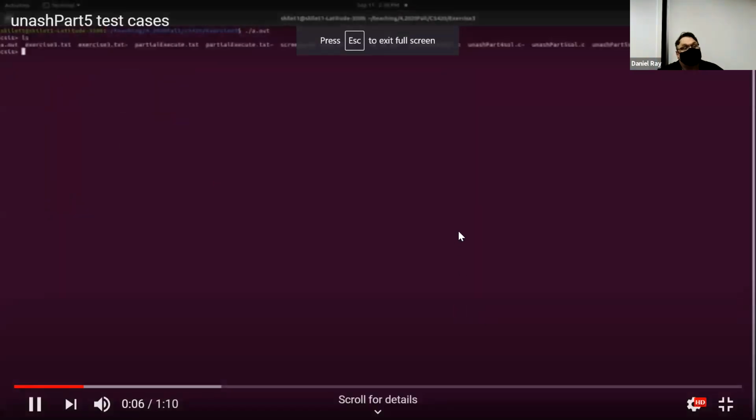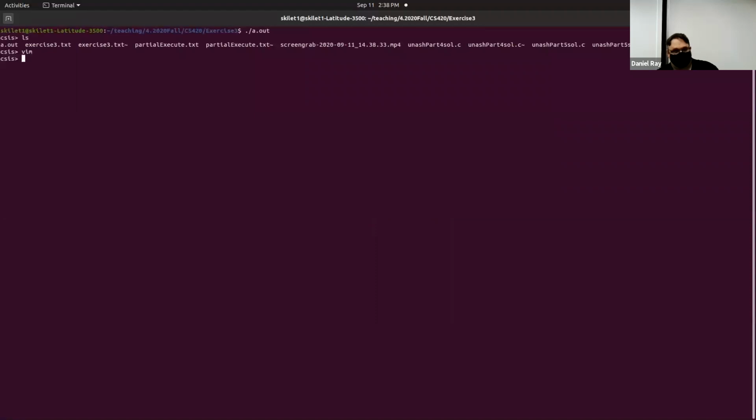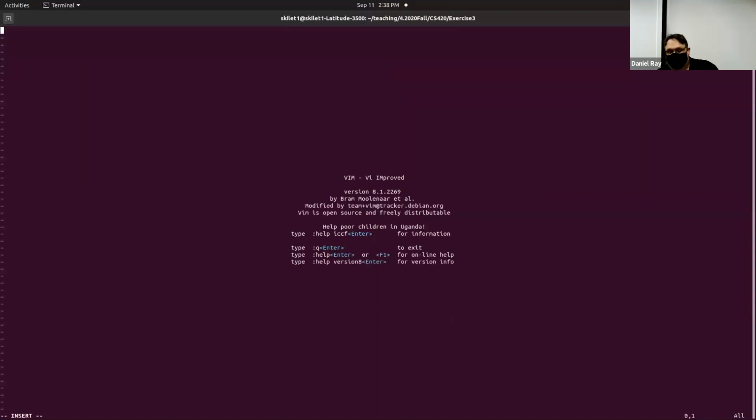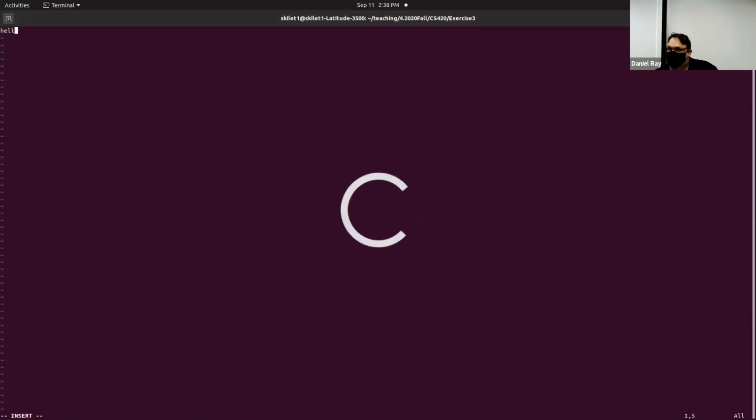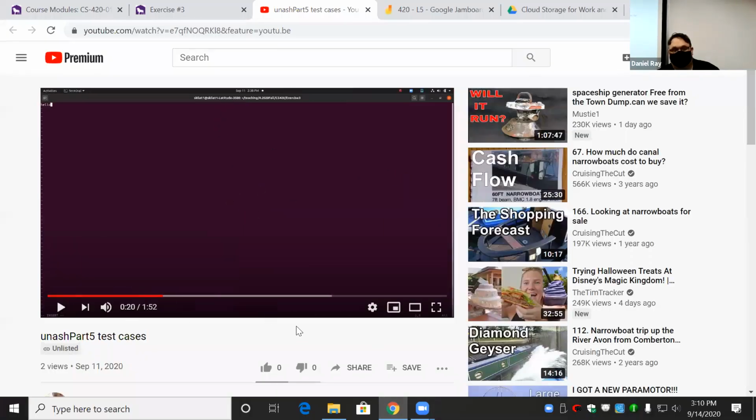Okay, so once it loads the HD version, it's easier to see. This is a screen share of me running the solution that I built for this exercise. Okay? So you should have a program that works like this, okay, when you're done.